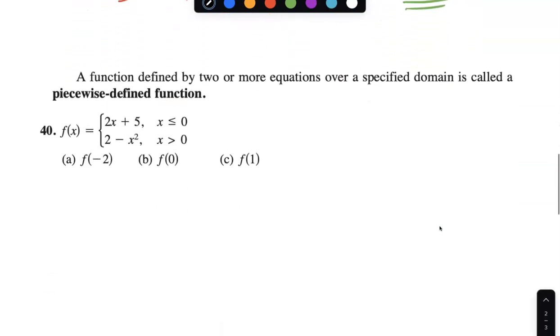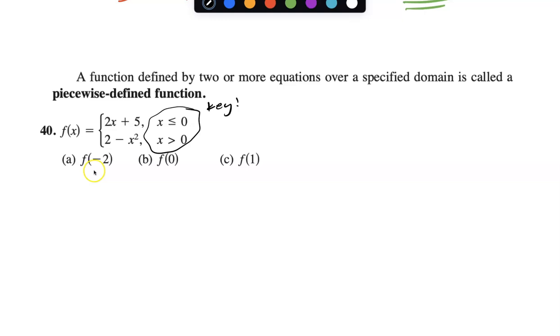How do we do a piecewise function? So remember, a piecewise function is when you have a function that's broken up into pieces, essentially. So look at this one. F of x equals 2x plus 5 when x is less than 0. That's the key here. This right here is the key. And f of x equals 2 minus x squared when x is greater than 0.